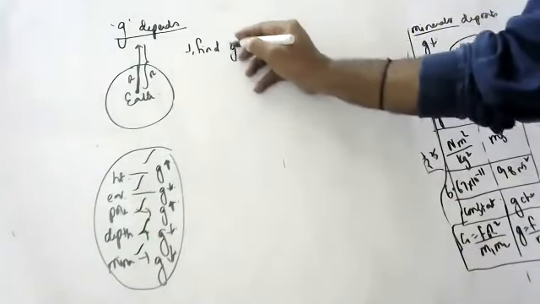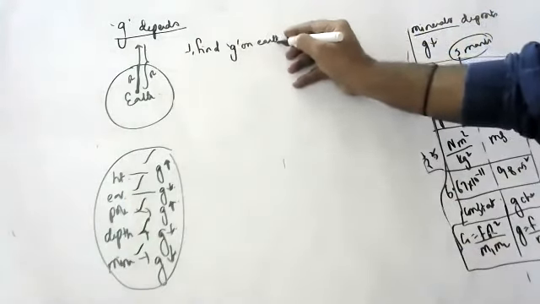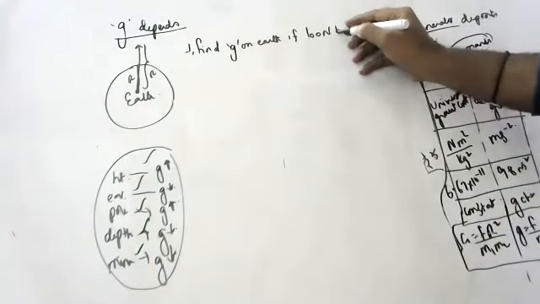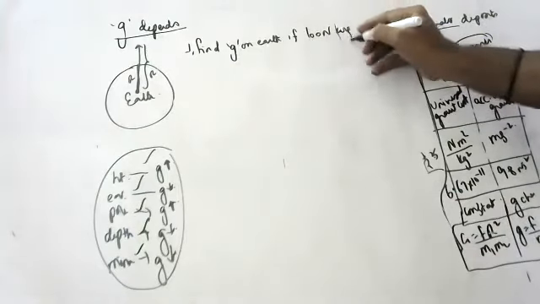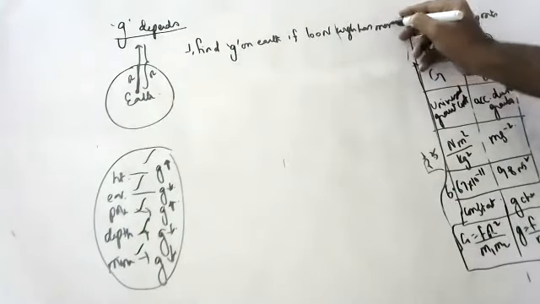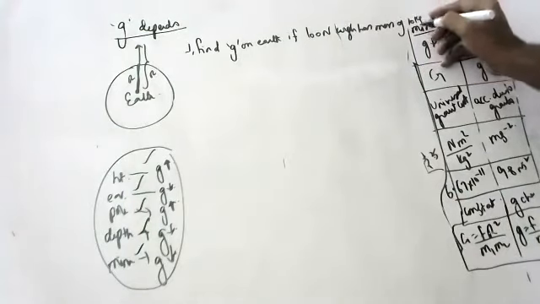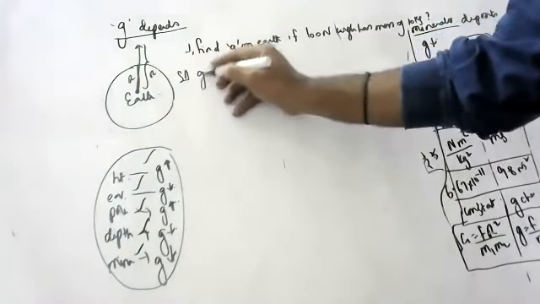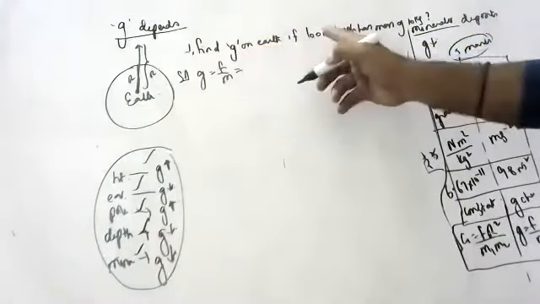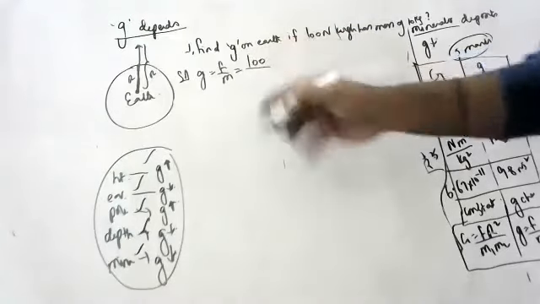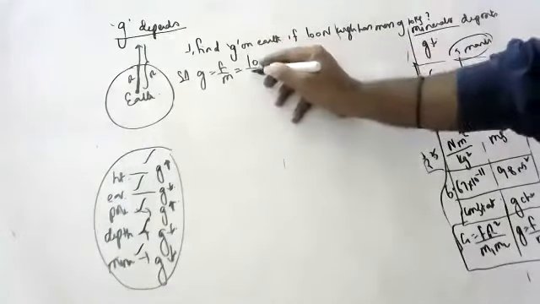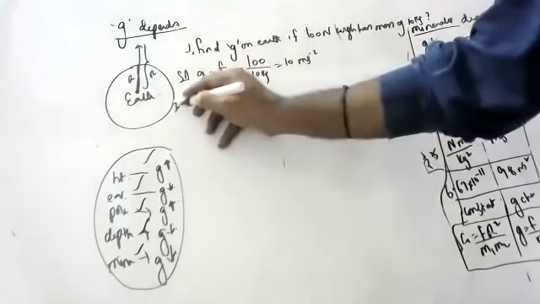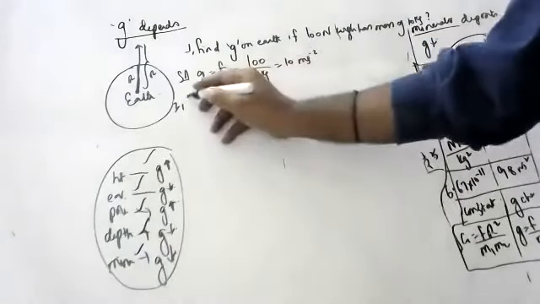Find G on Earth if 100 Newton weight has mass of 10 kg. Children, G is equal to, what is the formula? F by M. What is the force I gave? 100 Newton. I mean to say weight. Weight means 100 Newton. What is the mass I gave? 10 kg. So 100 by 10, approximately 10 meters per second square.